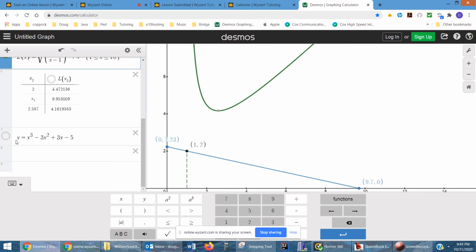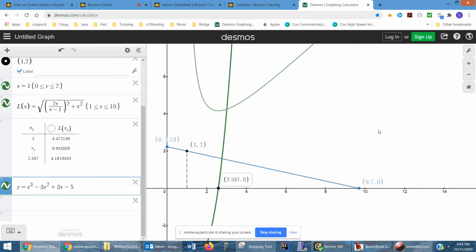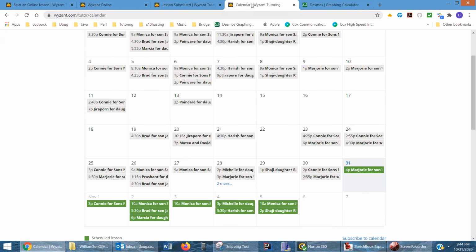I graphed this function right here, which is what I get when I simplified all that mess, and then divided by 2x, I think. And if I graph that function, when does it equal 0? There it is, 2.587. That's when the first derivative equals 0, when x is 2.587, and that's why this 2.587 produces a minimum value. What a problem. Okay, I'm going to stop sharing, go back to board 1.